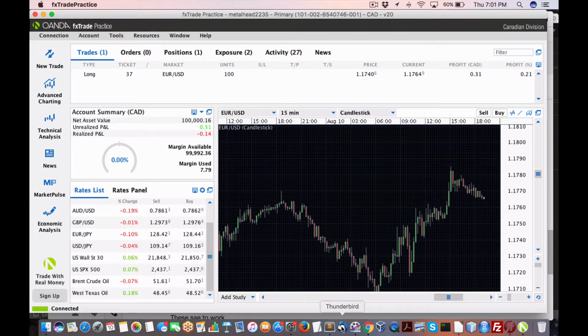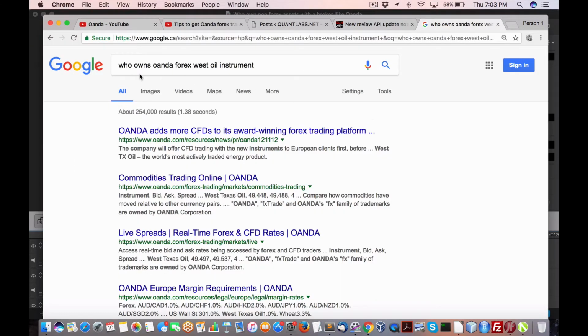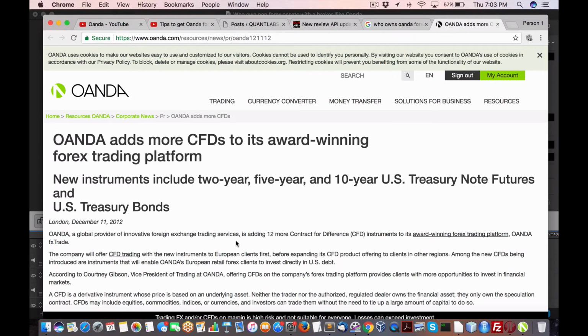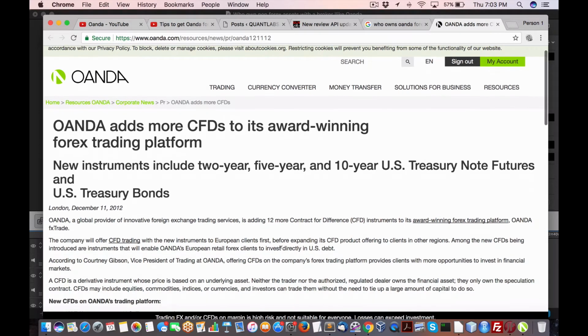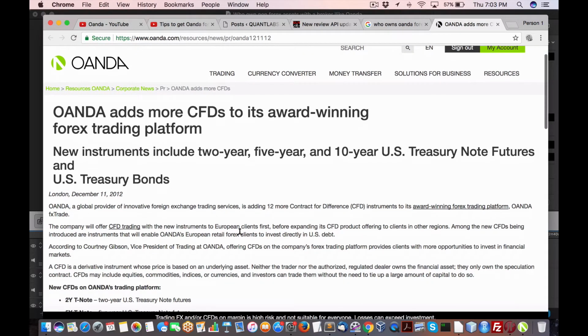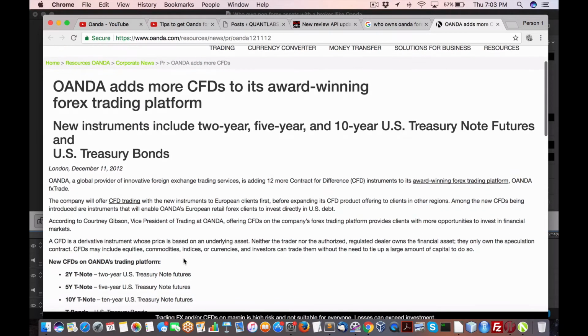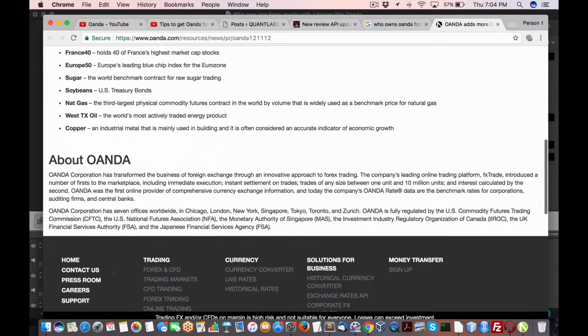So let me, okay, I put in a search for who owns Oanda Forex West Oil Instrument as one example. As we know, these are CFDs, but who runs these? I guess it's the broker that owns these CFDs. In this article, it was 2012. So these are the ones that they just added.